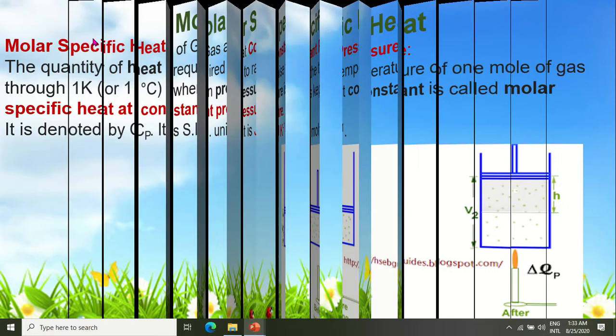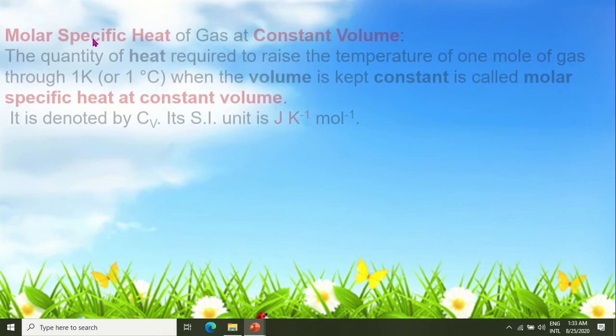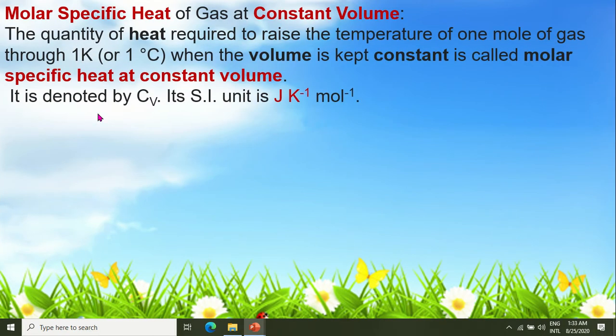Now I will explain molar specific heat at constant volume. The quantity of heat required to raise the temperature of 1 mole of gas by 1 Kelvin when the volume is kept constant is called molar specific heat at constant volume. It is denoted by Cv, and its SI unit is joule per Kelvin per mole.